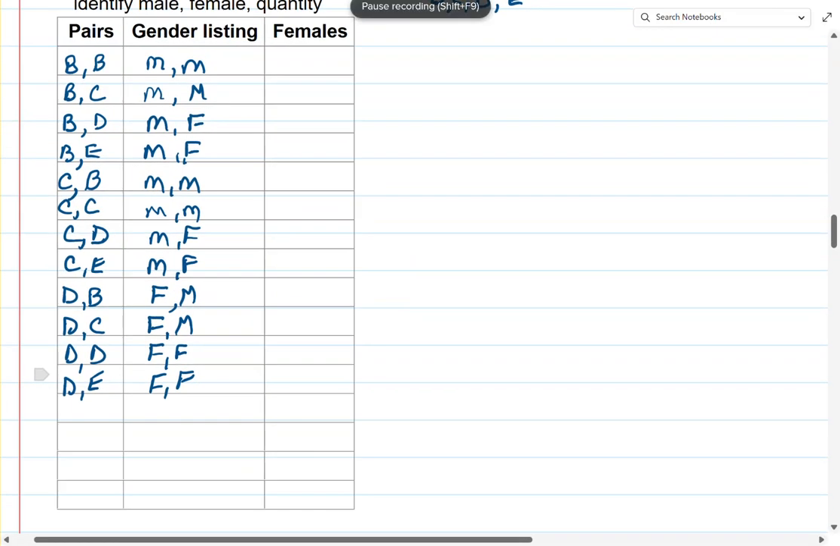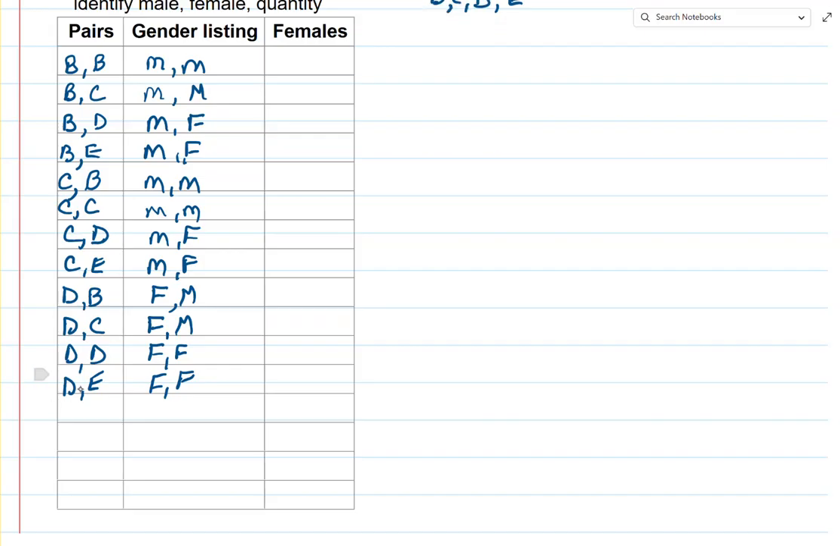You can see that the pattern is there. And we're going to figure out how this all plays into this estimation. So our last one, of course, is Emily. Emily and Bart, D, E. Here we have a female and a male, a female.